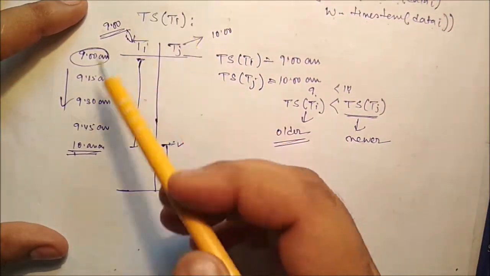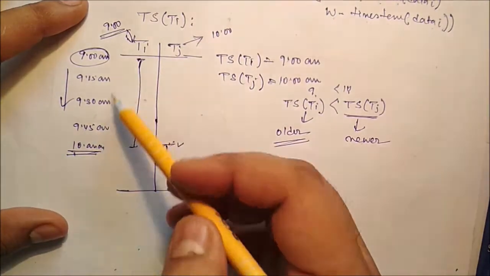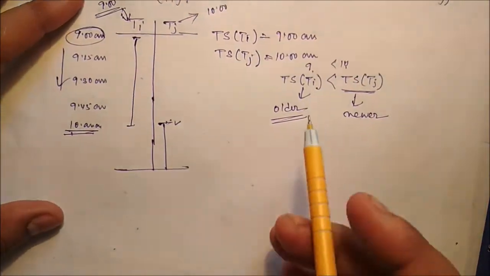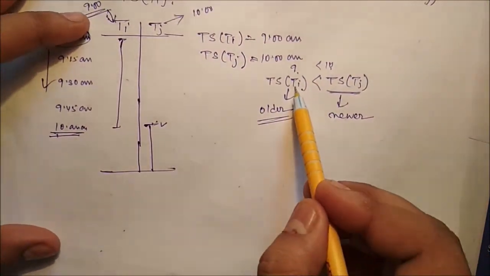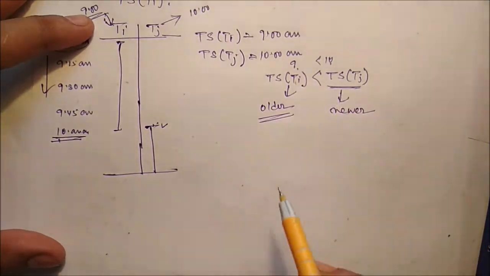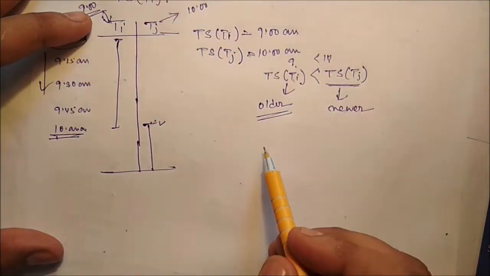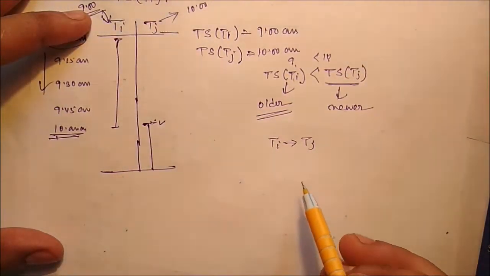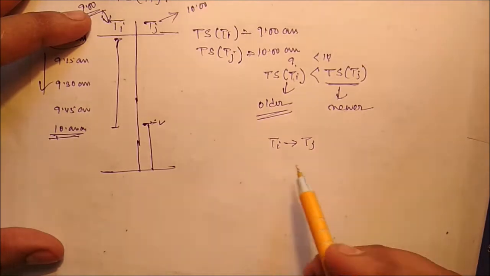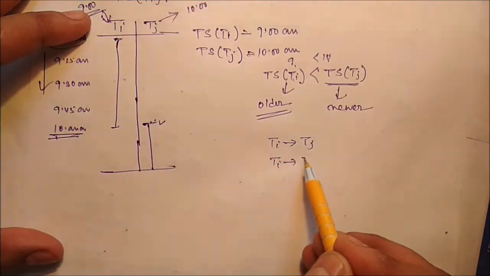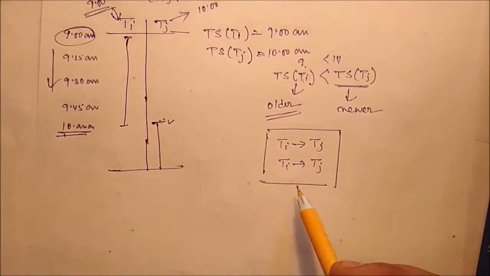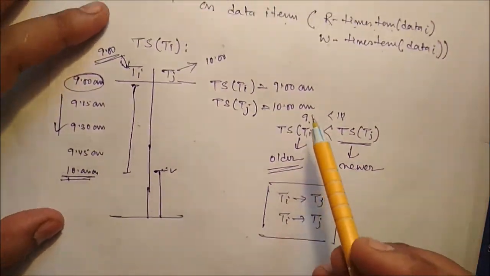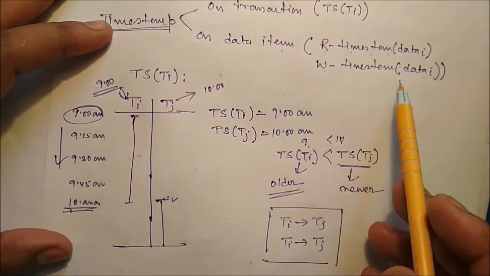To implement the timestamp, we use the system clock, or we may use a special counter. Now we can see that Ti is older and Tj is newer. That means Ti must execute before Tj, and definitely Ti must exit before Tj. Now we can see there are two more timestamp values, R-timestamp and W-timestamp.